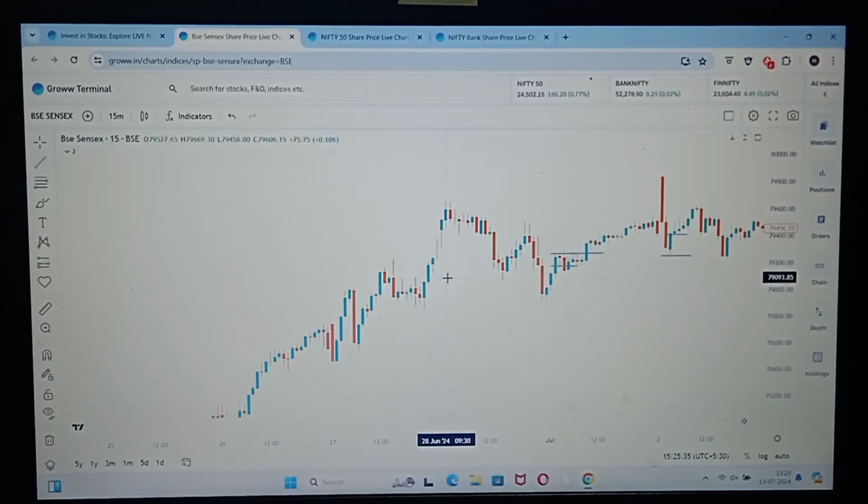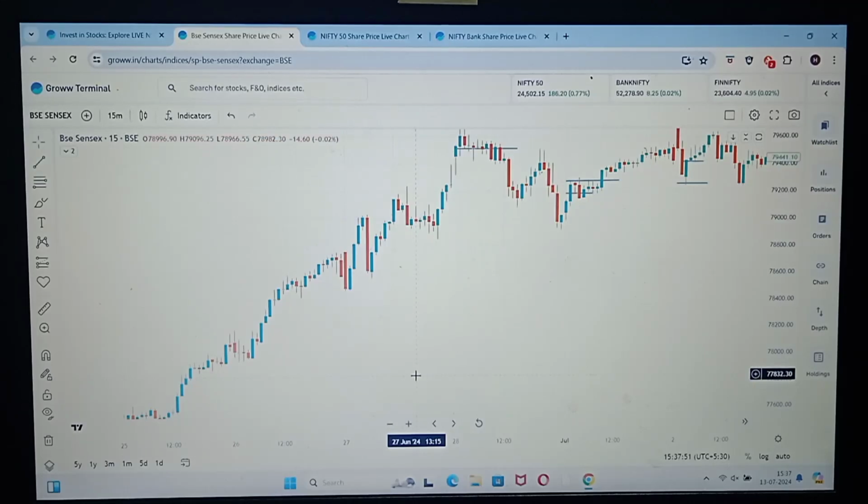Then this on 28th of June, marking the high and low, you can see this 11:15 downside movement. Easily you could have taken put and booked your profit.